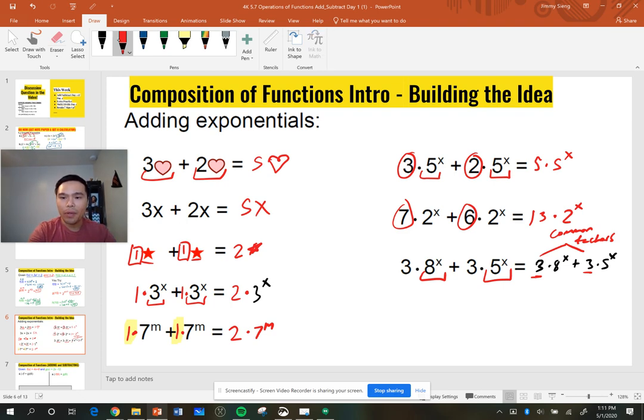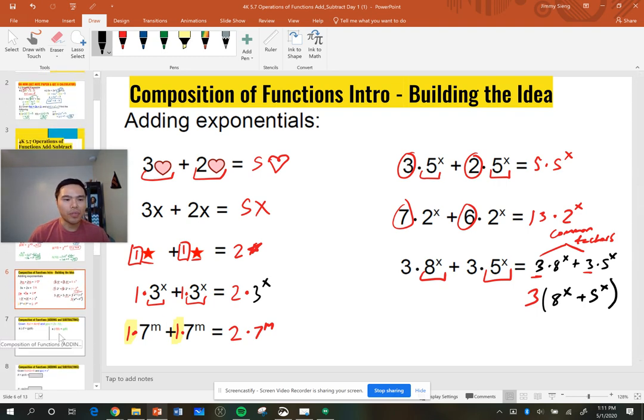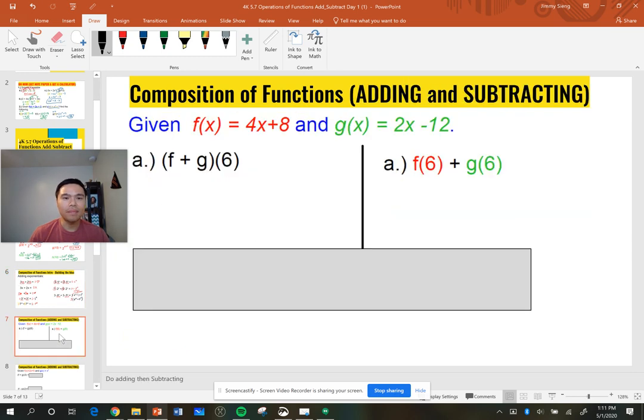And so when I'm going reverse with this, I factor that out. What I have now is 3 times 8 to the x plus 5 to the x. All right, so you're factoring out a number. You're going to do this a lot in 10th grade. This is like 10th grade math, secondary math 2, like 100%, right? That's what you dive right into.